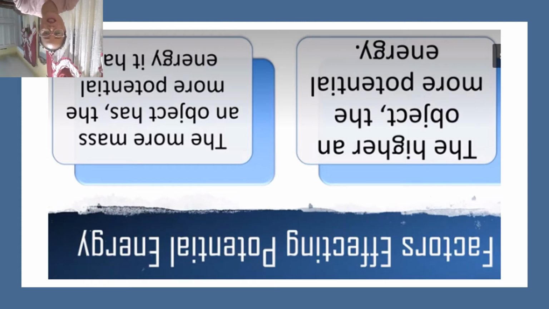Factors affecting potential energy. What are those factors that affect the potential energy of an object? Why do some objects possess more potential energy and why do some objects have less potential energy? So what affects them? The first factor is the height of an object. The higher an object is situated, the more potential energy it has. Then the next factor is the mass of an object. If an object is massive, then it has more potential energy.